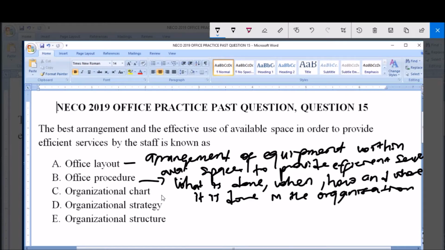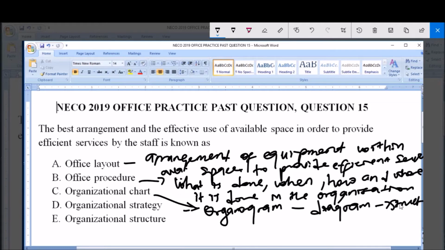Now C here says what? Organizational chart. This is also known as organogram. And this organizational chart is just a diagram that shows the structure of an organization and the relationship and relative ranks of its parts. So this diagram just shows the structure of an organization, its various parts and ranks.